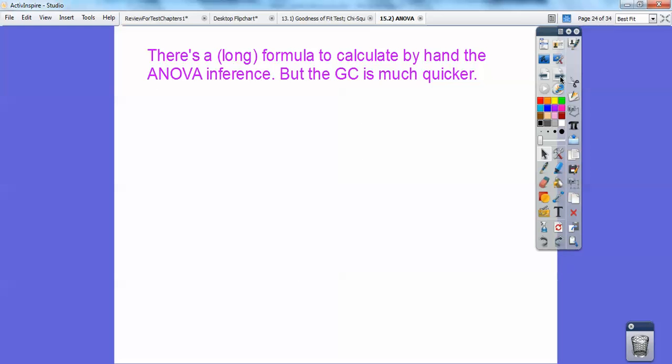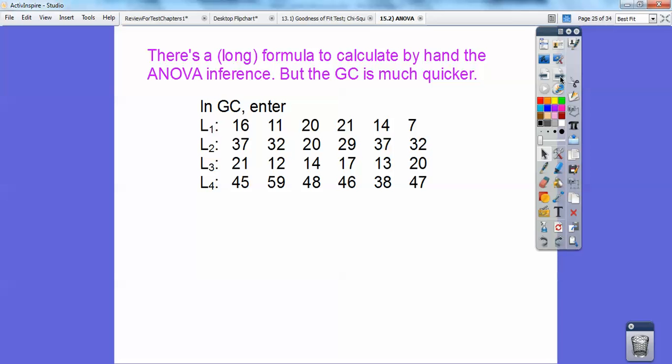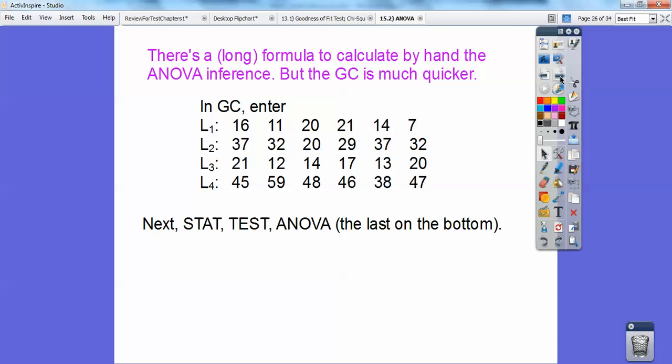Again, there's a long formula, so put those in your graphing calculator, then go to stat, scroll over to test, and way down at the bottom, or just click one up, and it'll go to ANOVA. Then enter list 1, comma, list 2, comma, list 3, comma, list 4, and hit enter, and you're going to get numbers like this.